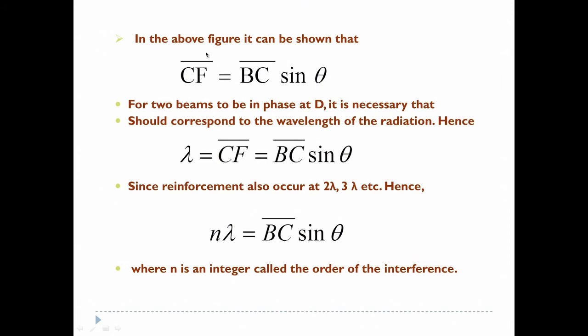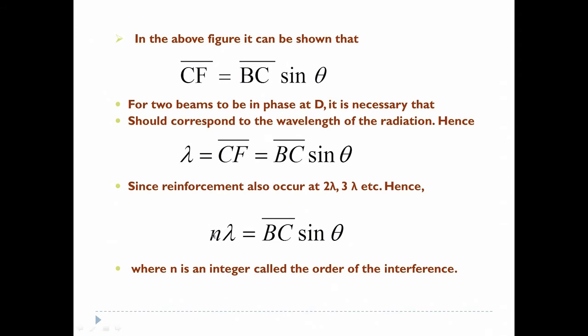Geometrically, we can see that CF is given by BC into sin theta. For two beams to be in phase at D, it is necessary that they should correspond to the wavelength of the radiation, and that wavelength is given by CF, that is BC into sin theta. Reinforcement can also occur at 2 lambda, 3 lambda etc., twice the wavelength, 3 times the wavelength. That is known as order of diffraction, first order diffraction, second order diffraction, like that.